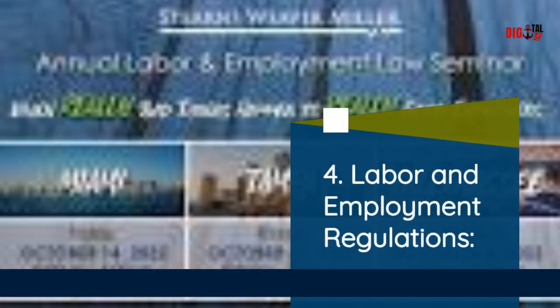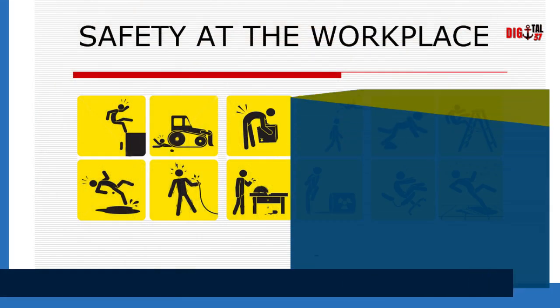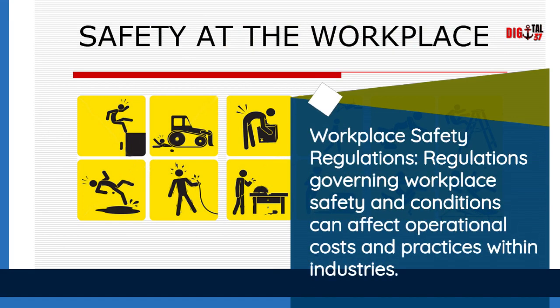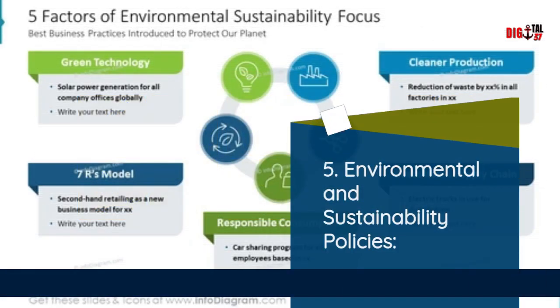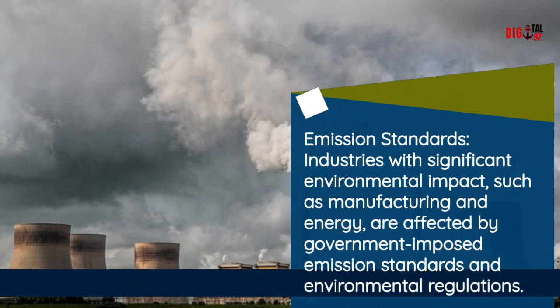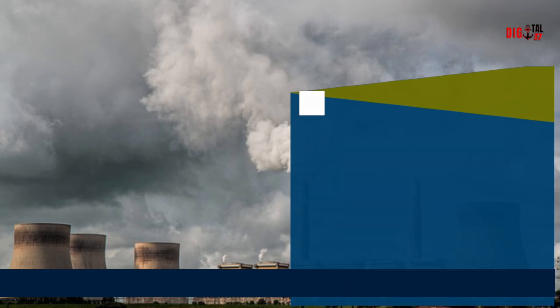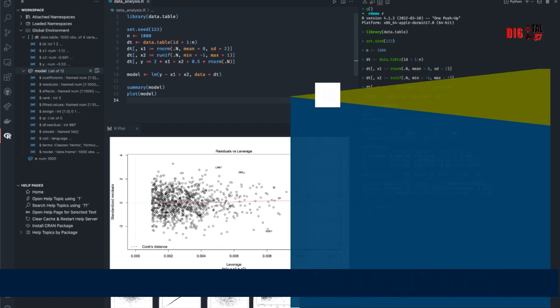4. Labor and employment regulations. Minimum wage laws. Government policies related to minimum wages impact labor costs for businesses. Workplace safety regulations. Regulations governing workplace safety and conditions can affect operational costs and practices within industries. 5. Environmental and sustainability policies. Emission standards. Industries with significant environmental impact, such as manufacturing and energy, are affected by government-imposed emission standards and environmental regulations. Renewable energy mandates. Policies promoting renewable energy sources can influence the direction and investments within the energy industry.